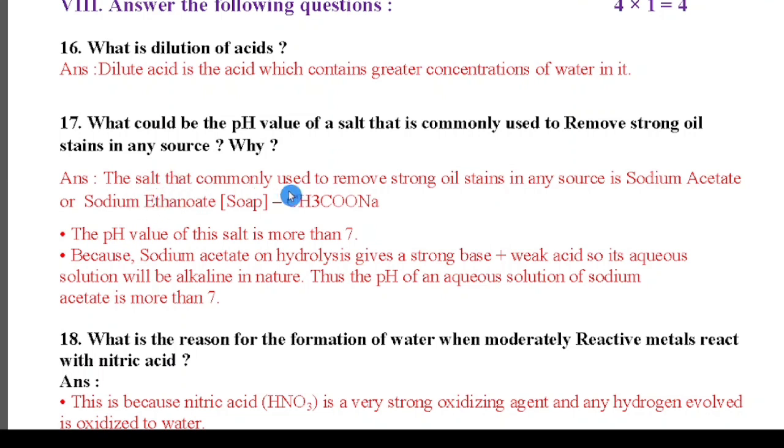The salt that is commonly used to remove strong oil stain in any source is sodium acetate or sodium ethanoate. The pH should be more than 7.